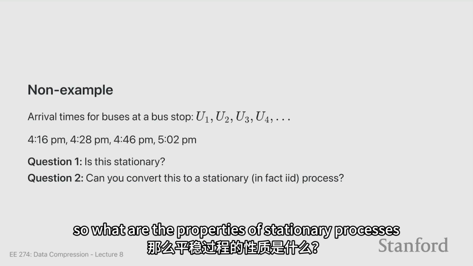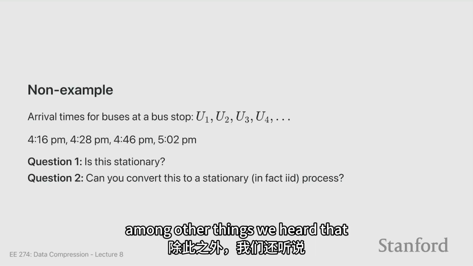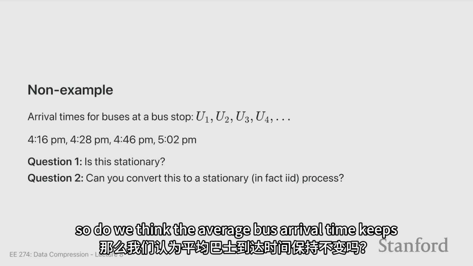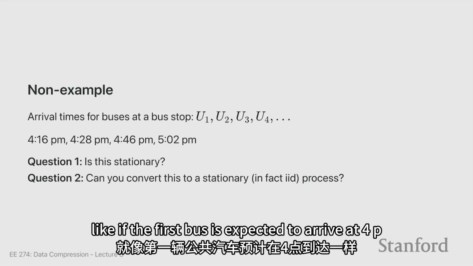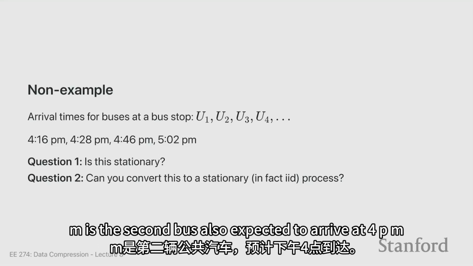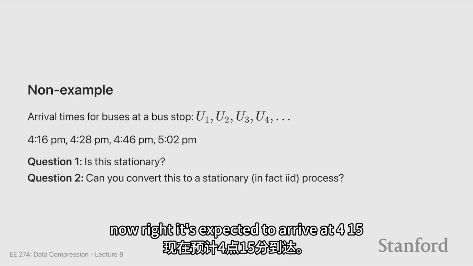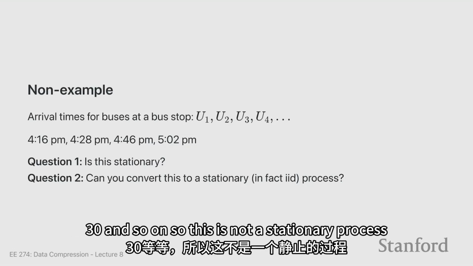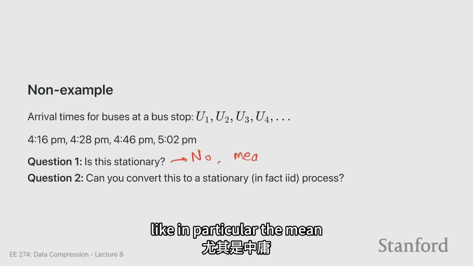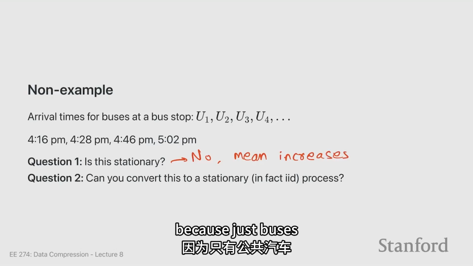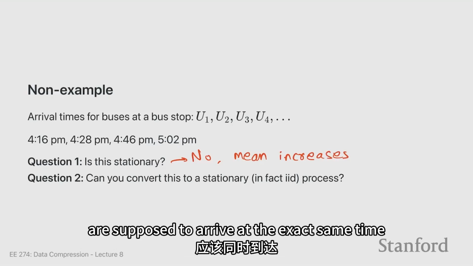So what are the properties of stationary processes? Among other things, we heard that the mean doesn't change with time. So do we think the average bus arrival time stays the same? If the first bus is expected to arrive at 4 p.m., is the second bus also expected to arrive at 4 p.m.? No, it's expected to arrive at 4:15 and the next one at 4:30 and so on. So this is not a stationary process. In particular, the mean increases with time.